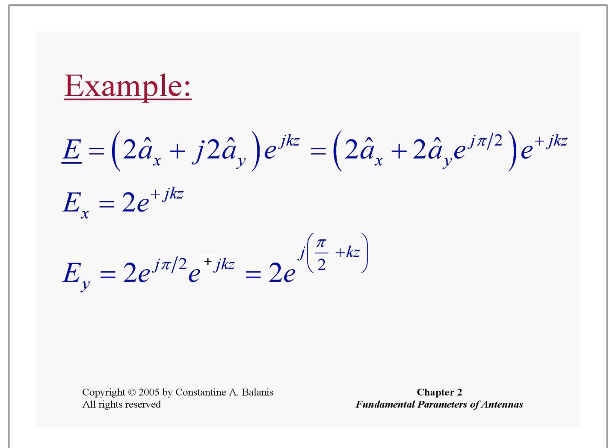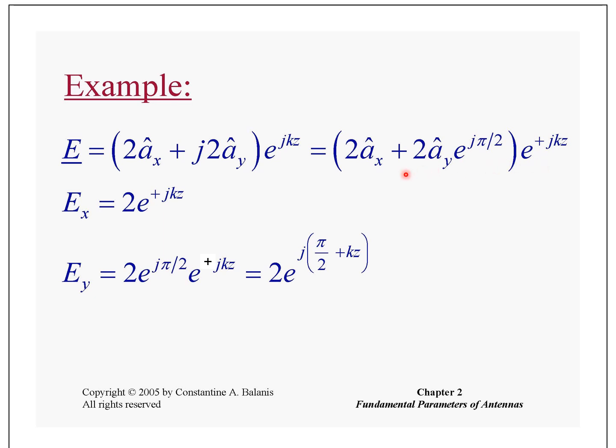This can be explained with the help of this example. In this example, an electric field is given, E equal to (2ax + j2ay) e^(jkz). Now the j term, which is iota, can also be written as e^(jπ/2). It is the same thing. By the Euler identity, e^(jπ/2) equals cos(π/2) plus j sin(π/2), and it will be equal to j. E raised to power plus jkz shows that the wave is propagating along the negative z direction. If it was negative jkz, the wave propagation would be in the positive z direction. However, in this case, it is in the negative z direction.